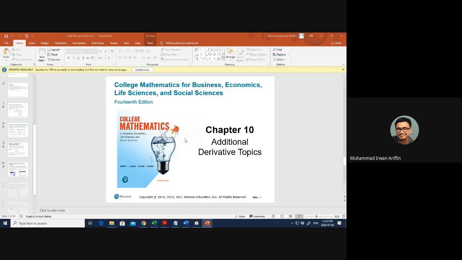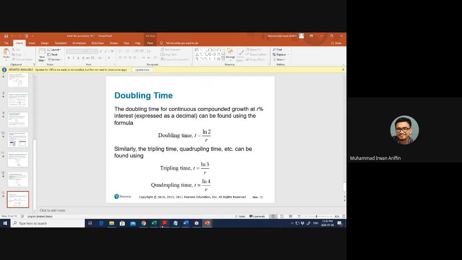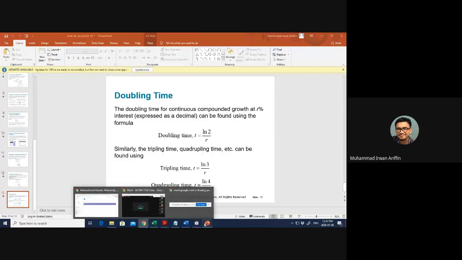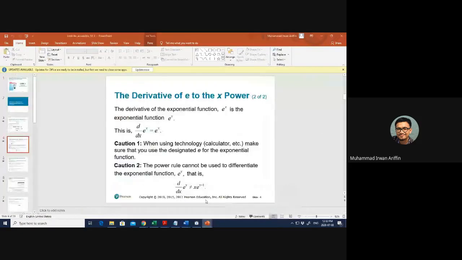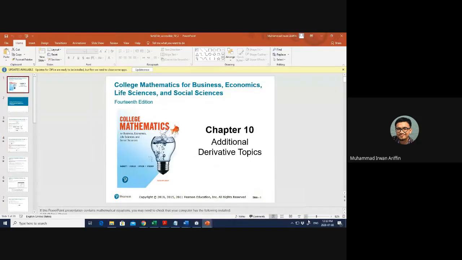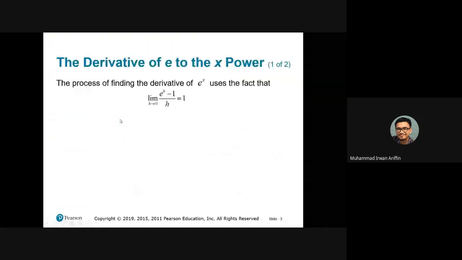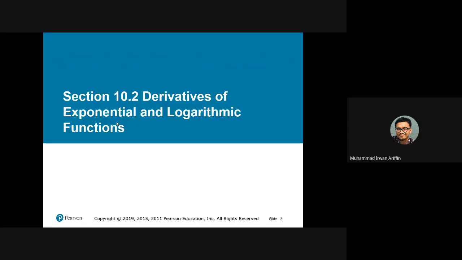We already finished the first section of this additional derivative. This is a more advanced formula, or shortcuts for more advanced functions, if we need to find the derivative that involves exponential and logarithmic functions.